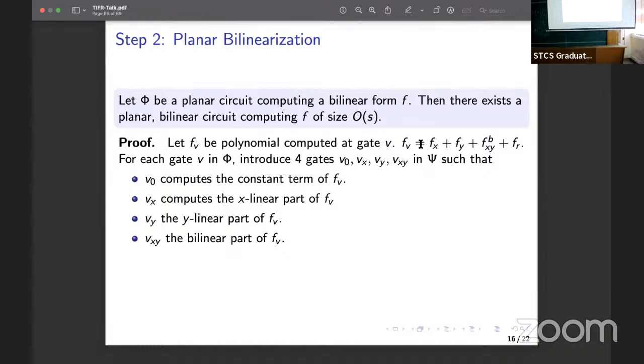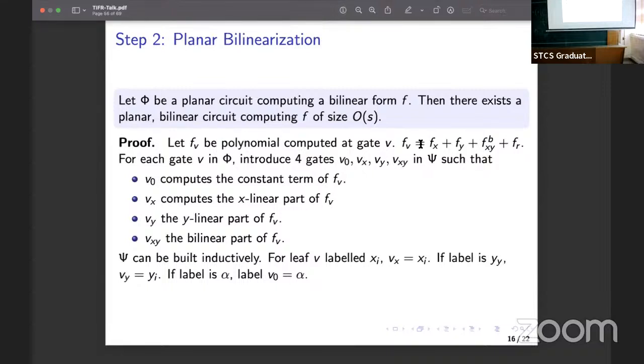If you have seen homogenization kind of arguments, this is exactly similar. So if you have a leaf labeled xi, then you put the x linear part equal to that xi, and the rest of them are 0. If the label is yj, then you set the y linear part to yj, and the rest of them are 0. If it's labeled by a constant, then the constant part is that constant and the rest are 0.